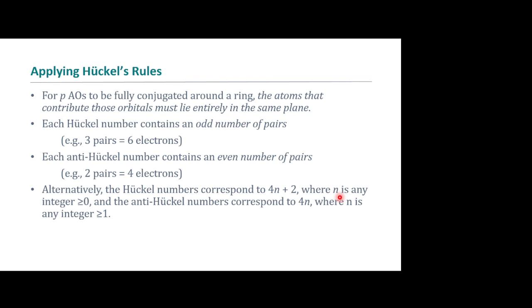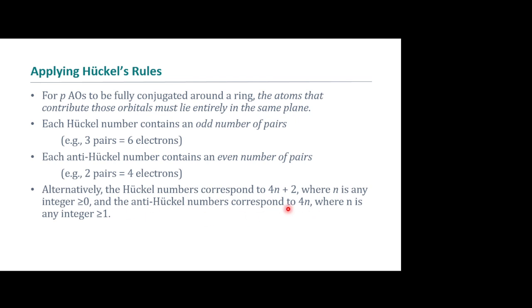The Huckel numbers correspond to 4n plus 2, where n is any integer greater than or equal to 0. And the anti-Huckel numbers correspond to 4n, so n is any integer greater than or equal to 1. Okay? So if theoretically we have an n here that's 5, and our number of electrons were 4 times 5 plus 2, that would be a Huckel number. That would correspond to odd numbers of pairs, which would be aromatic.